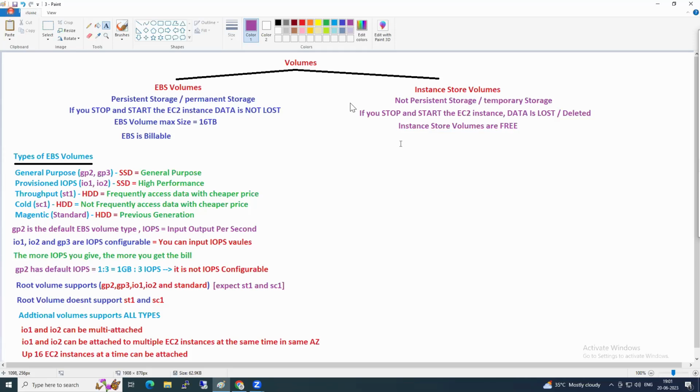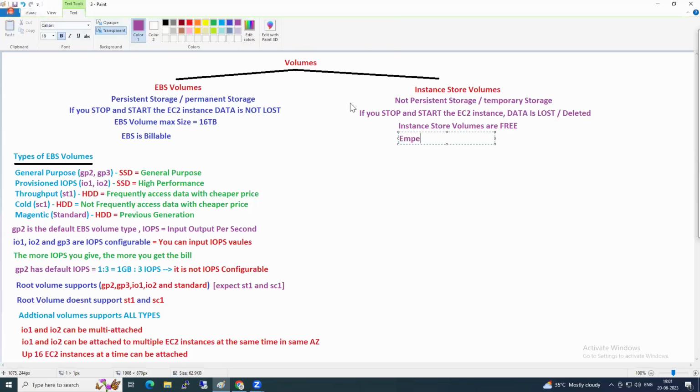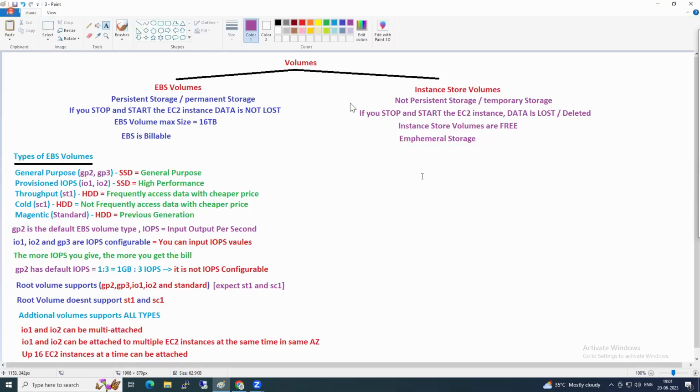And there is also another name for this, which is called ephemeral storage. What is another name for instance store volumes? Everyone? Ephemeral storage.